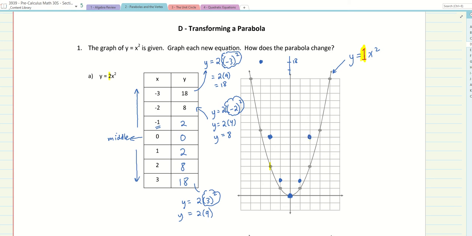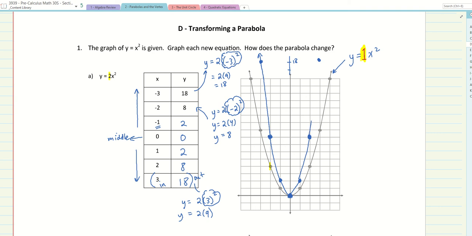3, 18 is the last point. By the way, when I'm talking about 3, 18, an input of 3 and an output of 18 means a point on the graph with an x value of 3 and a y value of 18. If we connect those dots, let's figure out what happens.